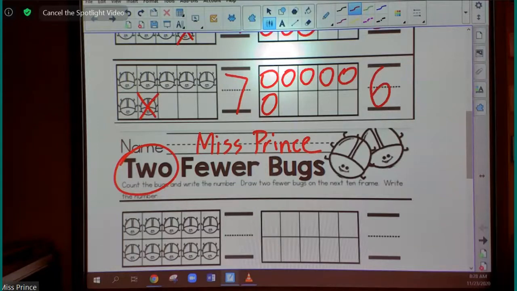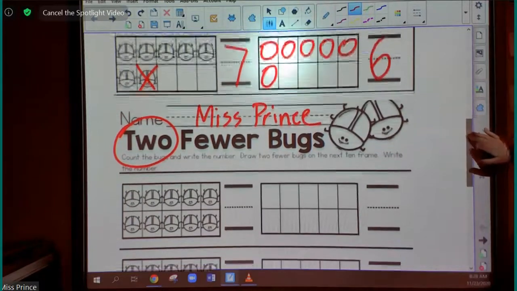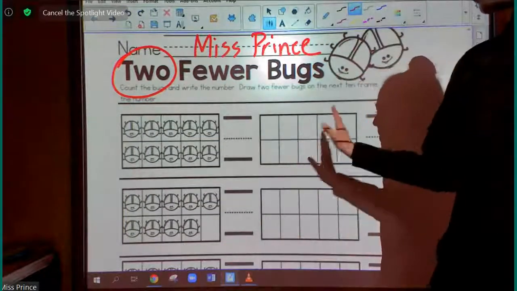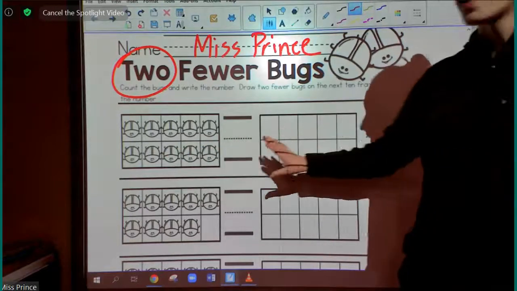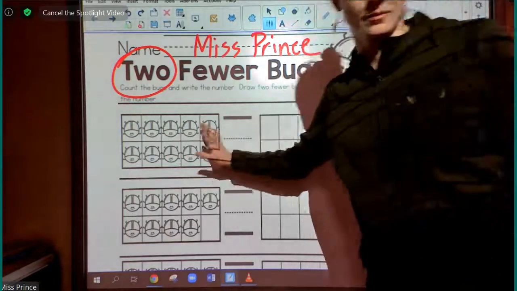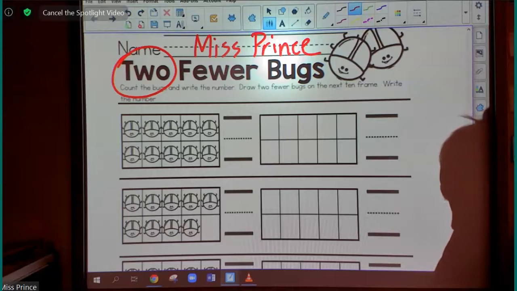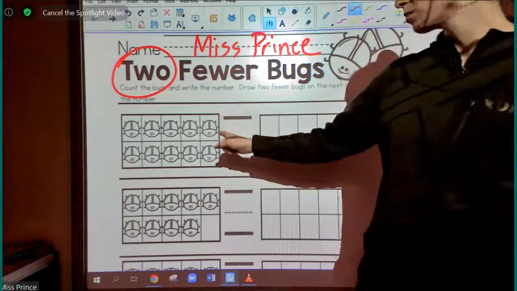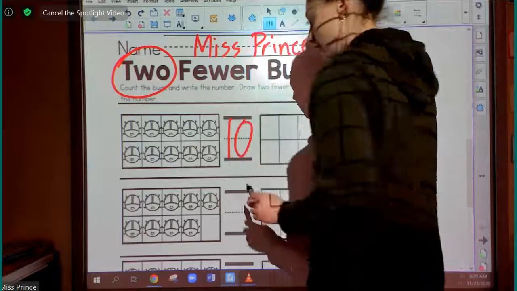All right, we are going to get started, and I'm going to start with Landon. So Landon, now we are on the side that says 2 fewer. So that means that we're going to be getting rid of 2 of these to show over here. So how many are we starting with, Landon? 10. This is an easy one that we know in a snap, because if a 10 frame is full, that means there's 10. So we're starting with 10.